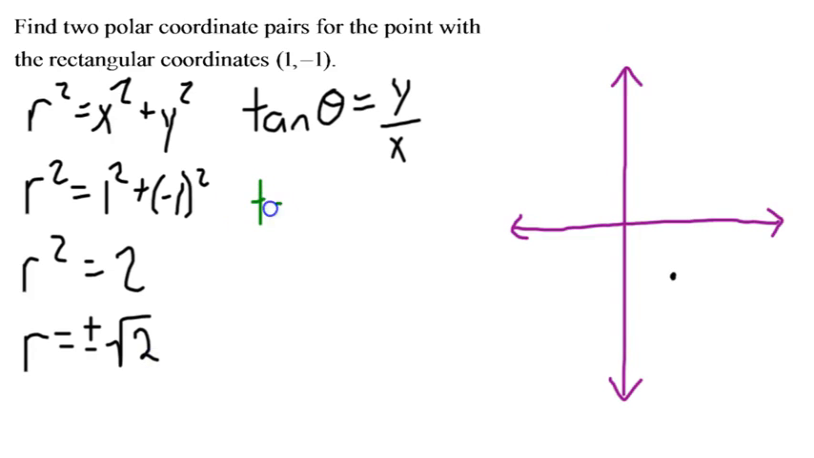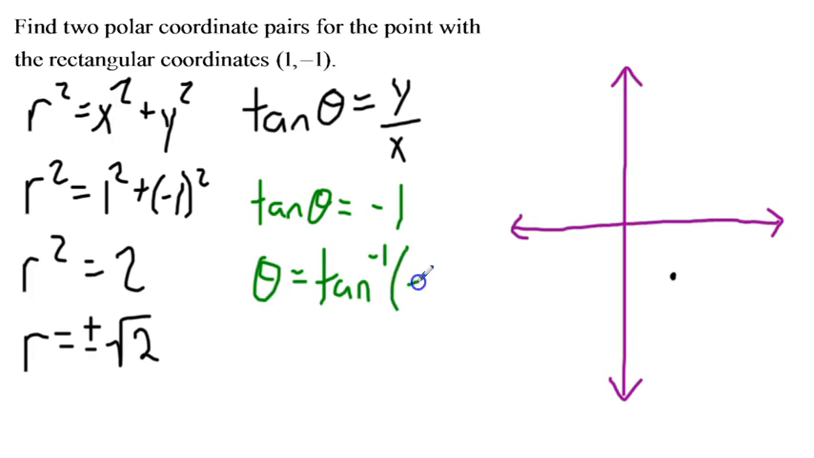Now we need to find that theta value. We know the tangent of theta is equal to negative 1 divided by 1, which is negative 1. To get theta by itself, we would take the inverse tangent of each side. So theta is equal to the inverse tangent of negative 1. Using your unit circle, that would be a theta value of negative π/4. Remember, we have to use domain and range concepts of the inverse tangent function.